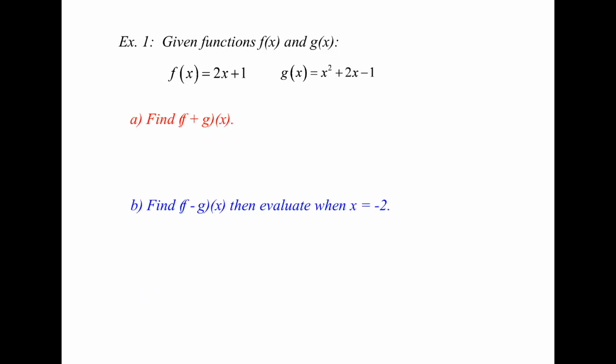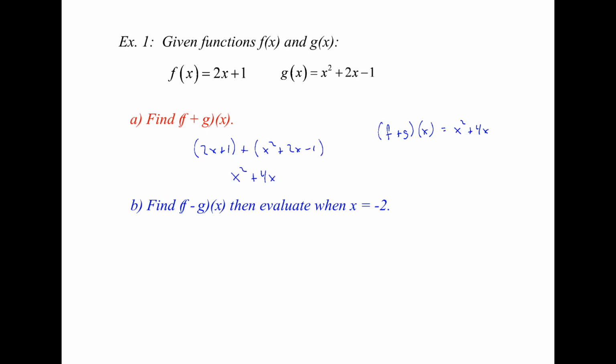Now let's go back and look at example 1. Given functions f of x and g of x. F of x is linear, g of x is quadratic. Find f plus g of x. So we will take f of x, which is 2x plus 1, and add g of x. And that will give us, in standard form, x squared plus 4x, and the 1's cancel. So let's make sure we write this out. We want to say f plus g of x is equal to x squared plus 4x.